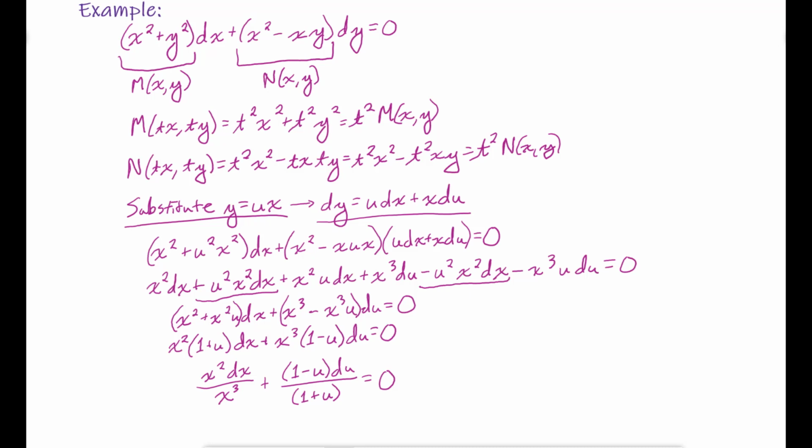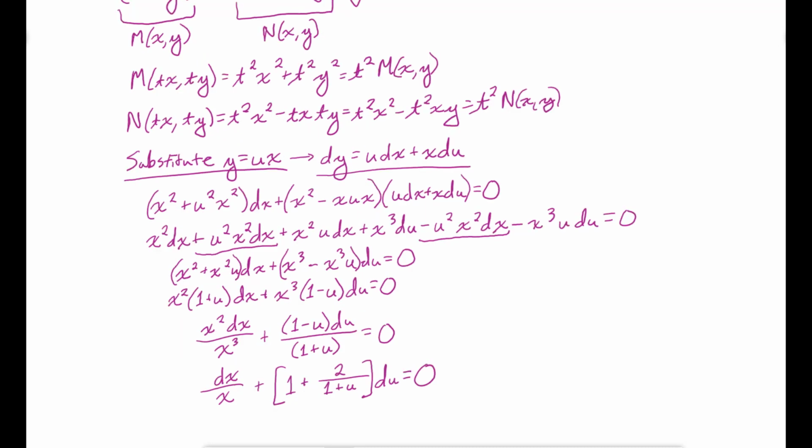So now I can simplify the terms with the dx. X squared divided by x cubed is 1 over x, and I can perform long division with my du term, namely dividing 1 minus u by 1 plus u, and in doing so, I'll be setting myself up for something that's a little bit nicer to integrate.